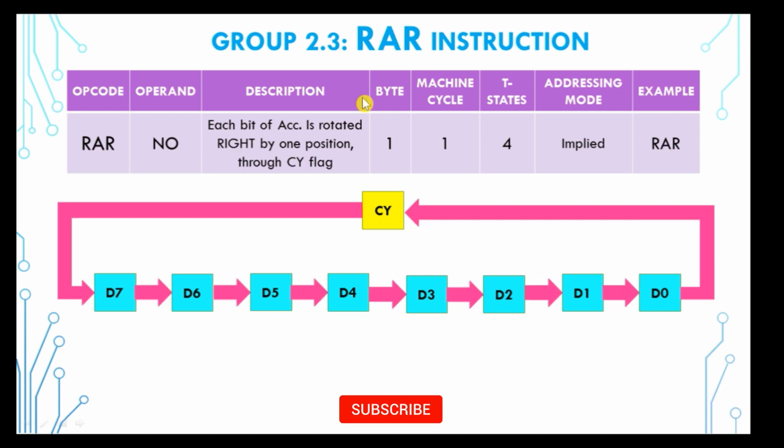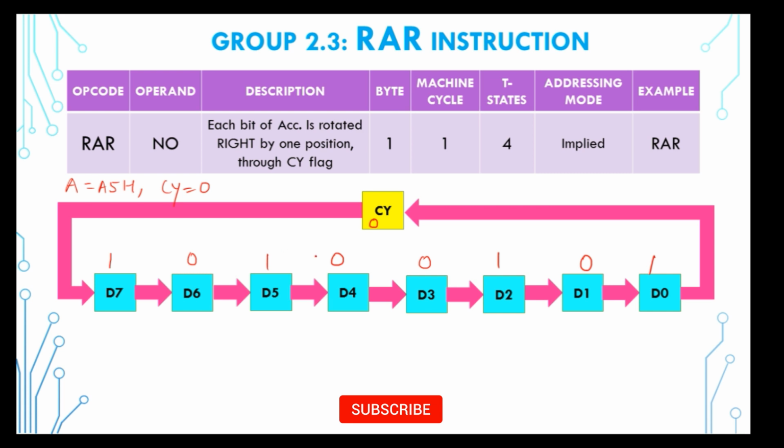Moving ahead, now RAR instruction. This instruction is very similar to RAL instruction, but here the bits will move towards the right direction through the carry. So once again, taking the example, accumulator has A5 hex and initial carry flag value is 0. I am taking same example in each case to make the difference between the rotate instructions. So A is 1 0 1 0, 5 is 0 1 0 1, carry flag value is 0.